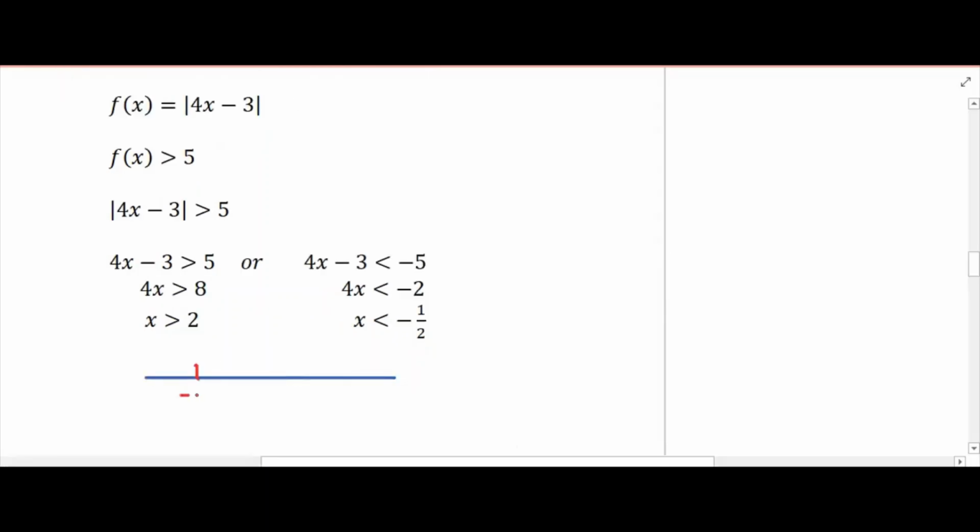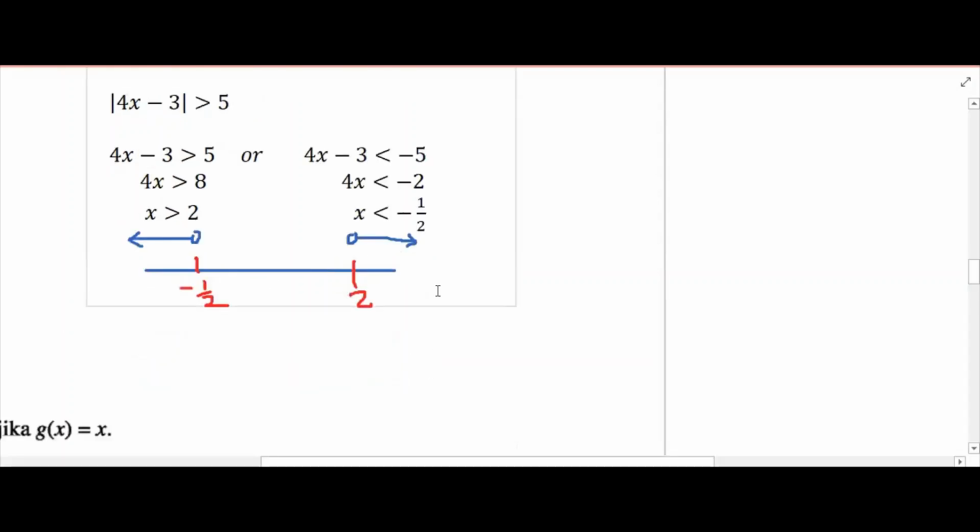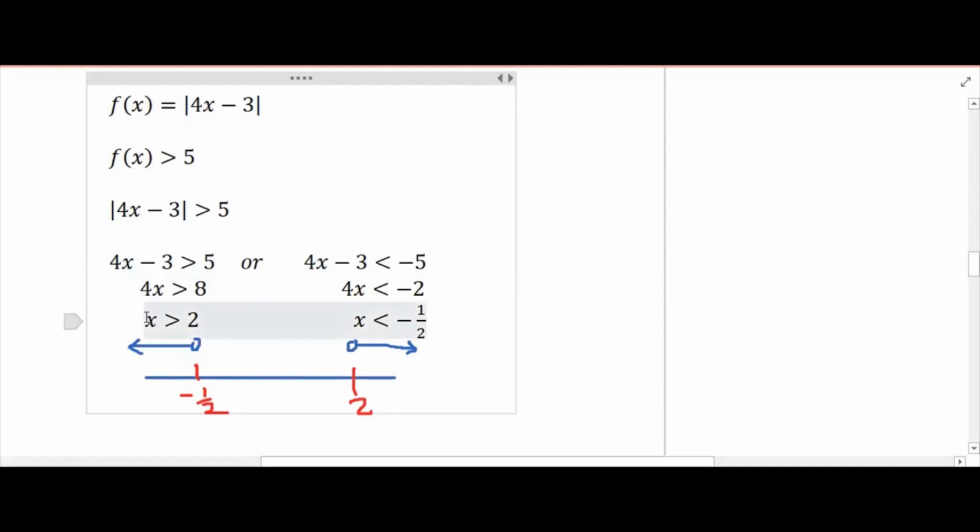Sini negative 1 over 2, sini 2. Okay, let's see, x is less than negative 1 over 2 means to the left hand side, ke kiri. X is more than 2 means to the right hand side, ke kanan. Okay, means I cannot combine. Dia bukan di antara dua nombor ini. So cannot combine, you just leave your answer like this.